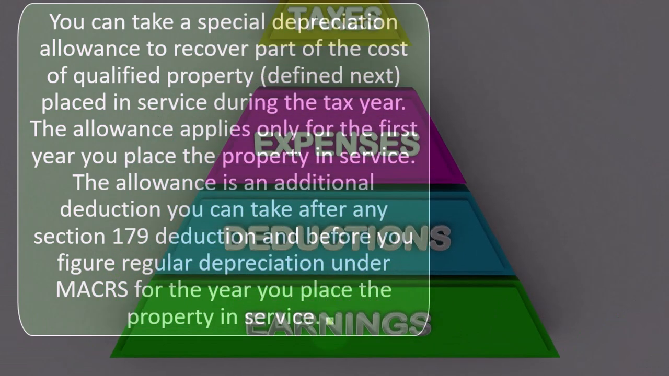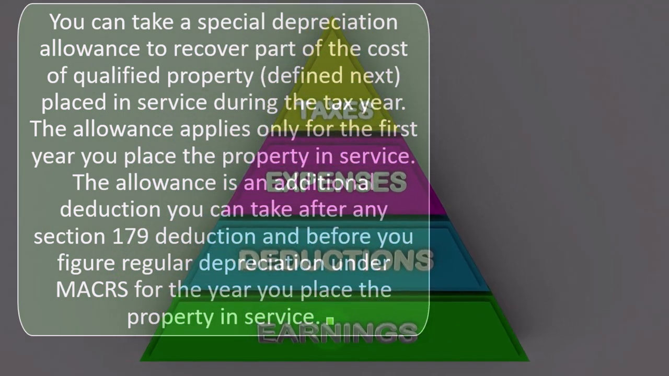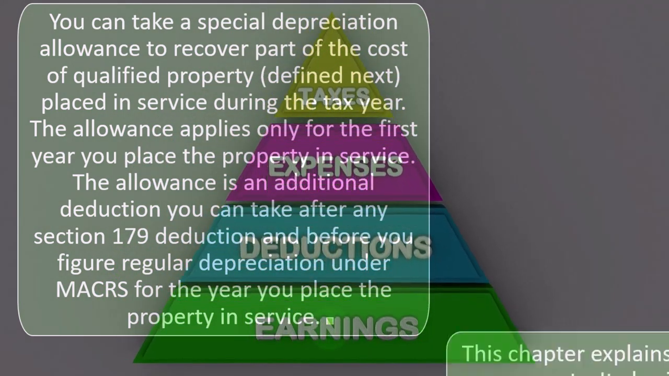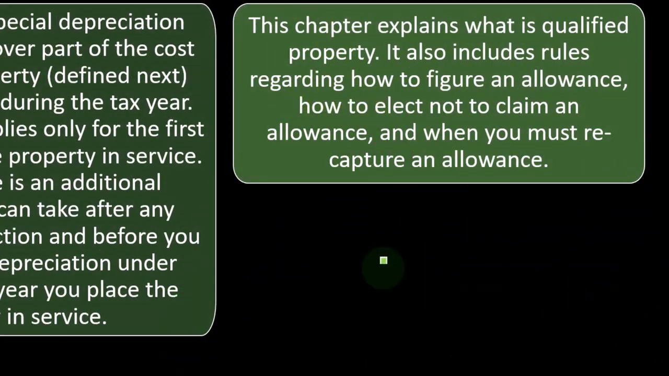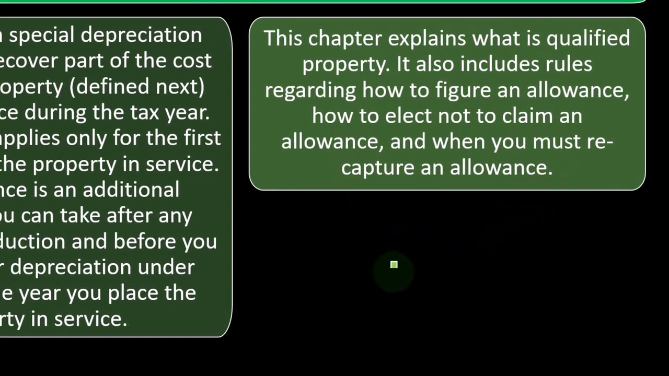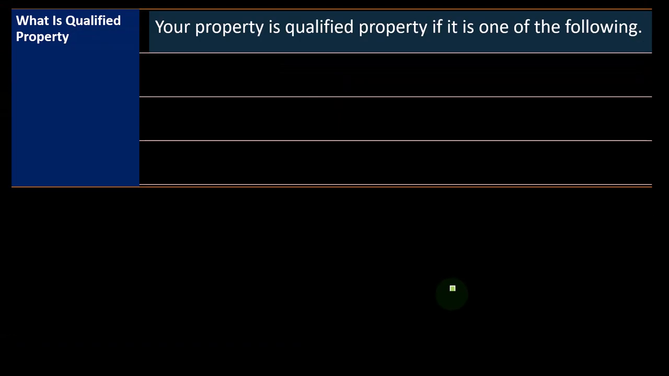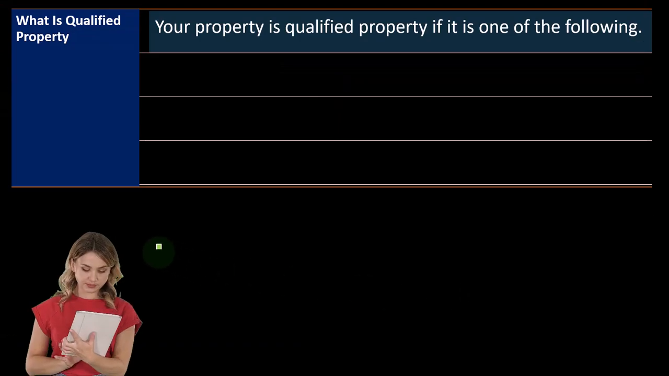In any case, you figure regular depreciation under MACRS for the year you place the property in service. Okay, this chapter explains what is qualified property. It also includes rules regarding how to figure an allowance, how to elect not to claim an allowance, and when you must recapture an allowance. Okay, what is qualified property?